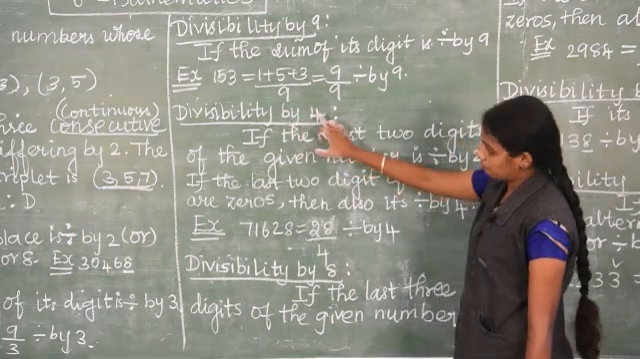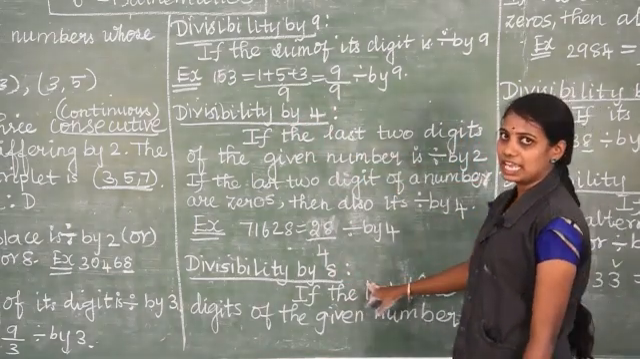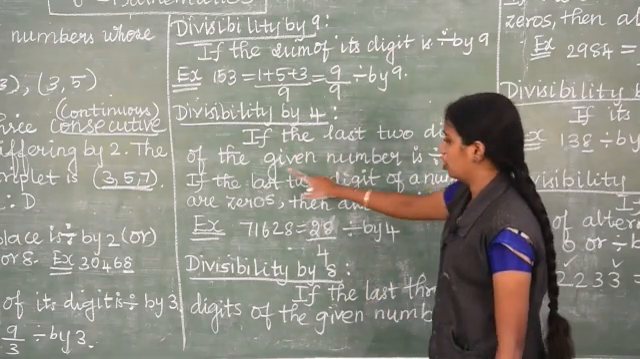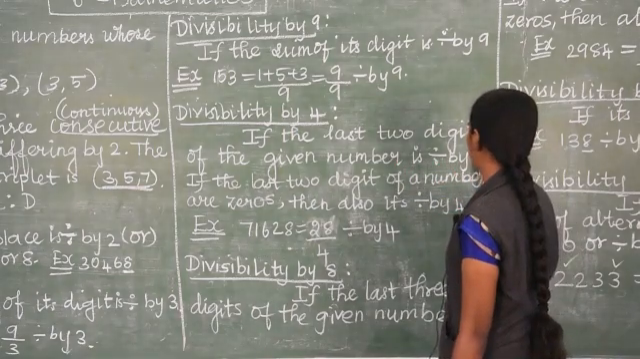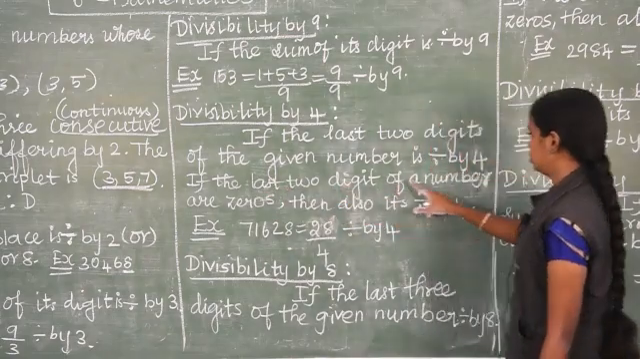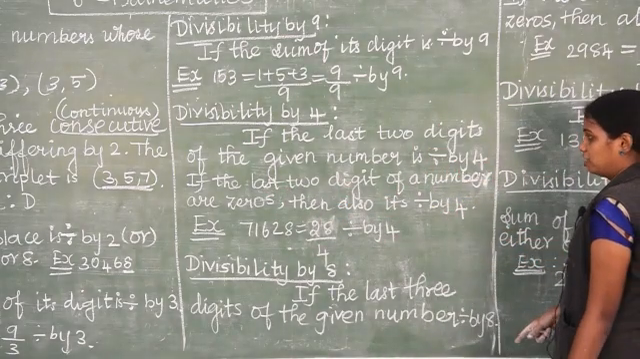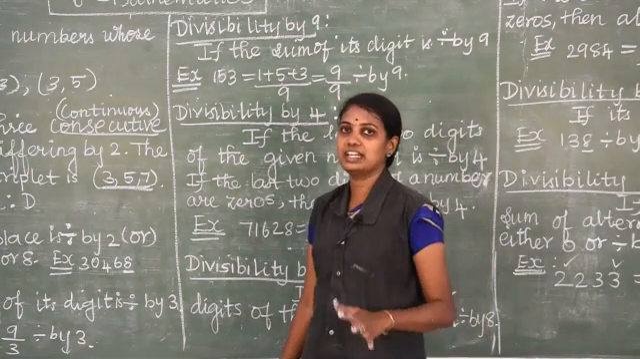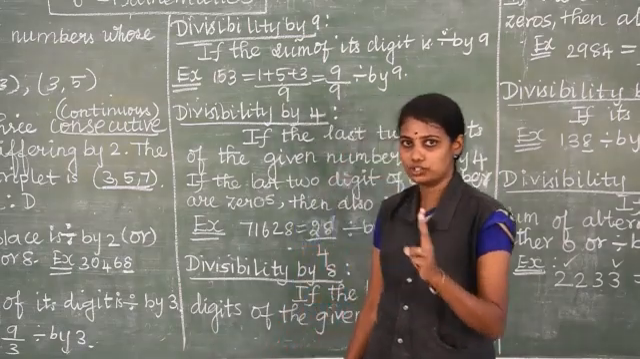Next, divisibility by 4. 4 and 8 are the same. Listen to me. If the last 2 digits of the given number are divisible by 4, the number is divisible by 4. If the last 2 digits of your number are zeros, then also it's divisible by 4. You see the last 2 digits alone. If you have 9 digits or 10 digits, it doesn't matter. You see the last 2 digits alone.